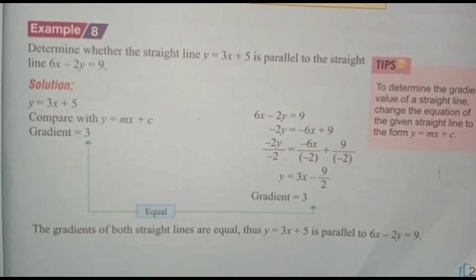Next, 6x minus 2y equals 9. First, we bring 6x to the back. It will be negative 2y equals negative 6x plus 9. Next, we have to eliminate the number in front of y, that is negative 2, so we divide this equation by negative 2. The answer is y equals 3x minus 9 over 2. The gradient for this equation is 3. The gradients of both straight lines are equal. Thus, y equals 3x plus 5 is parallel to 6x minus 2y equals 9.